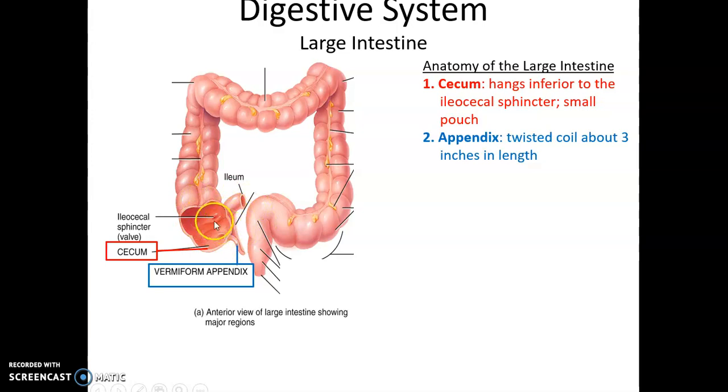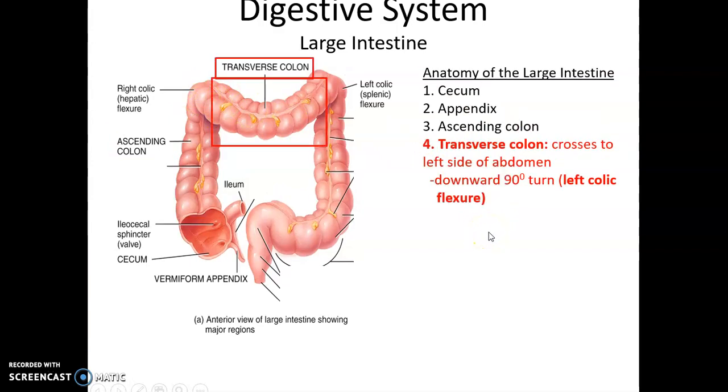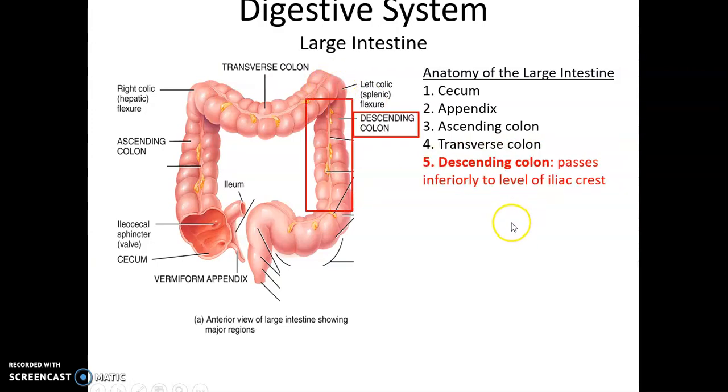All right, so the feces arrives in the cecum. Then it will travel up the ascending colon on the right side of the abdomen. Then it'll make a 90-degree turn, referred to as the right colic flexure. Then the intestine forms the transverse colon that goes from right to left, and then it makes a 90-degree downward turn called the left colic flexure.